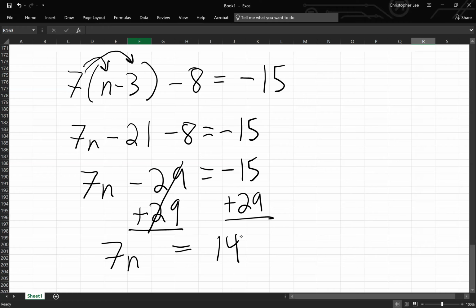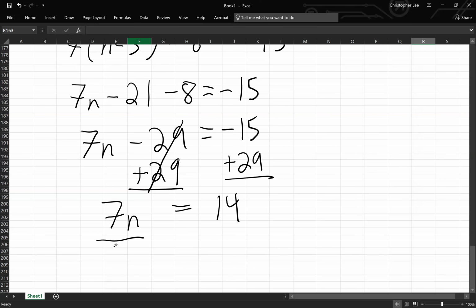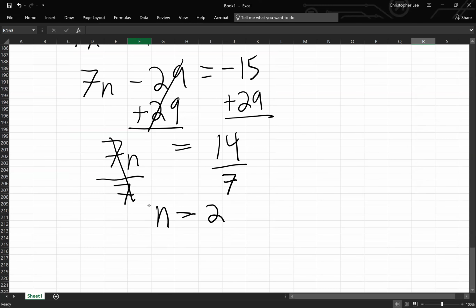All right, how do I get the n by itself? I got 7 times n equals 14. Divide by 7. Very good, right? So I'm going to divide by 7 over here. But you know what I do to one side of the equation, I got to do to the other side of the equation. I'm going to divide by 7 over here, right? So I got n is equal to what? To 2, right? That's the amount of points that the Spurs are going to score tonight.